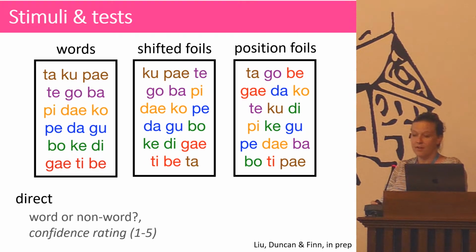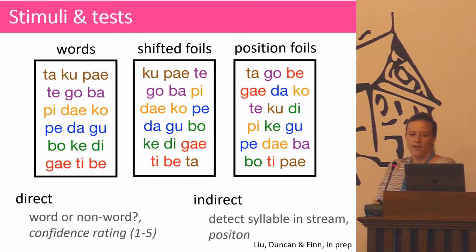And how confident are you about that? And we have them rate that on a scale of 1 to 5. Our indirect test was this syllable detection in stream position. So this is the target detection task that Kevin was talking about. It's a little bit different in our hands. The stream we're looking at here in which they're detecting is much longer, but we have a lot of the important controls in place that Kevin was talking about.